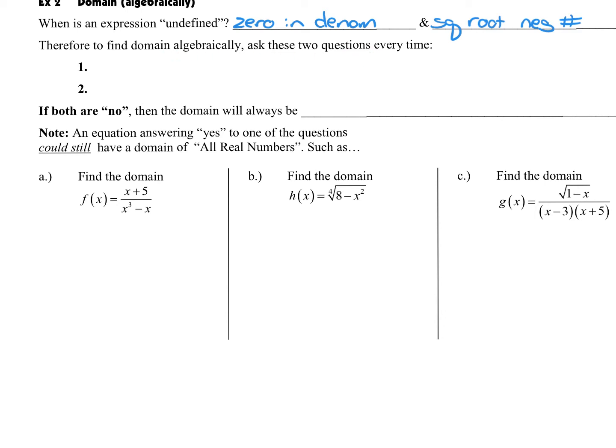So the first one that we'll ask ourselves, and you're just going to ask these every time, is: are there any fractions with a variable in the denominator? If you have a fraction with a variable in the denominator, then the domain might have a restriction. If there's not a fraction with a variable in the denominator, you just move on. The second question you'll ask is: are there any even roots?